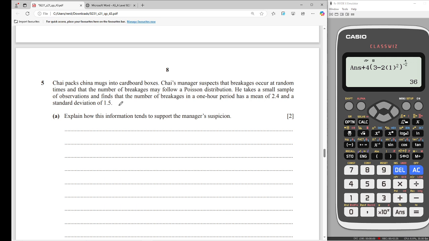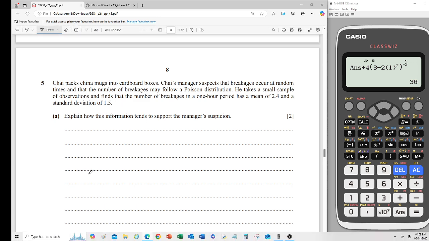Okay, so Chai packs China mugs into cardboard boxes. Chai's manager suspects that the breakages occur at random times and the number of breakages may follow a Poisson distribution. He takes a small sample of observations and finds that the number of breakages in a 1 hour period has a mean of 2.4 and a standard deviation of 1.5. Explain how this information leads to support the manager's suspicion.